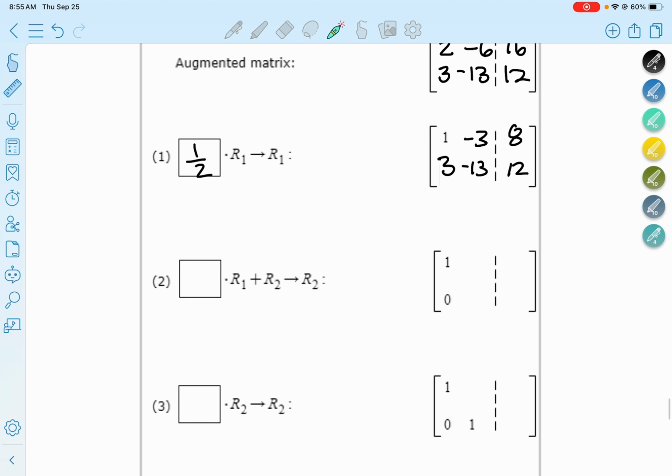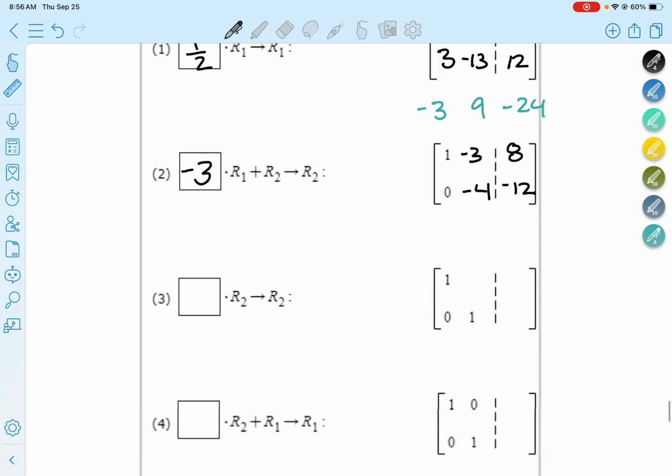I then want to figure out what I can do to make this 3 become a 0. I need 1 to become the opposite of 3, which is -3. So I'm going to multiply everything by -3. When I multiply everything by -3, I get -3, 9, and -24, which when I add them, I still get 0. -13 plus 9 is -4, and 12 plus -24 is -12. My top row stayed the same, so I've got 1, -3, and 8.